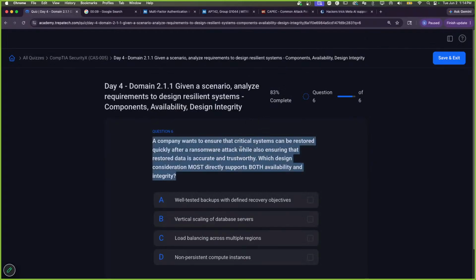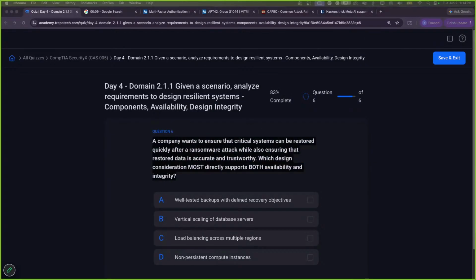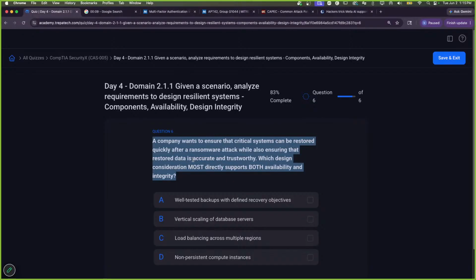All right, last question for this quiz. A company wants to ensure that critical systems can be restored quickly after a ransomware attack, while also ensuring that restored data is accurate and trustworthy. Which design consideration most directly supports both availability and integrity? Critical systems can be restored quickly after a ransomware attack, and we need to make sure we have integrity on that data.